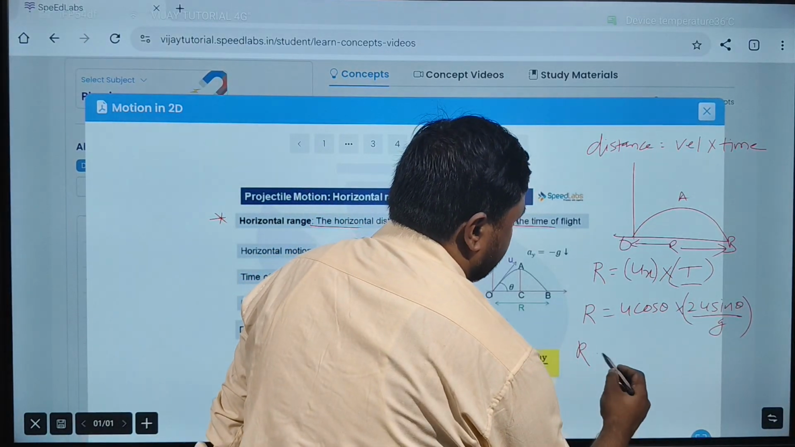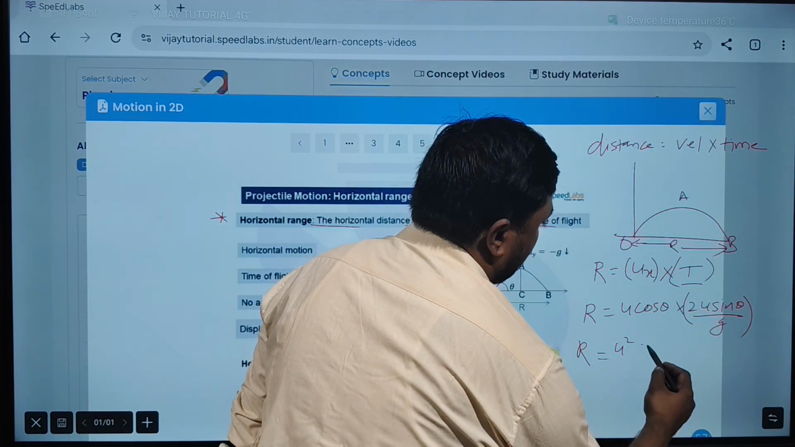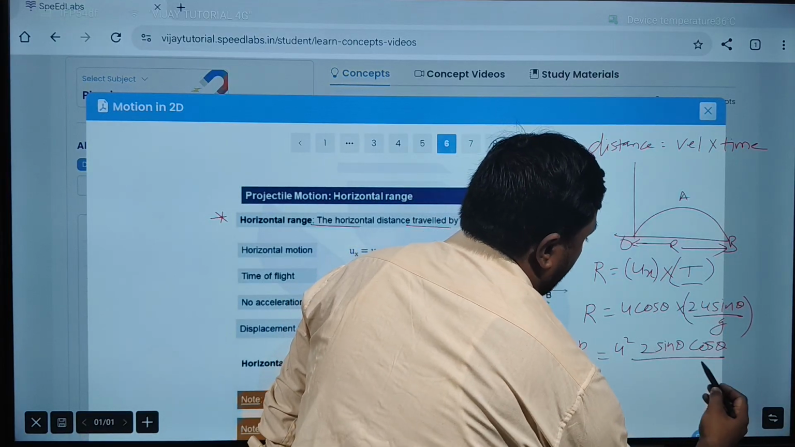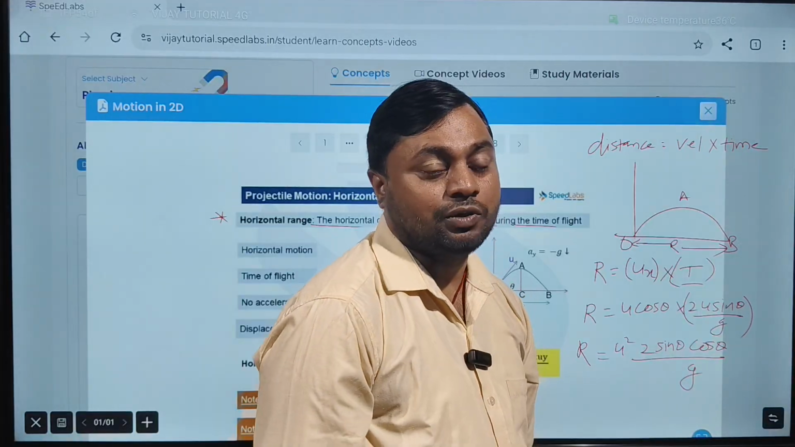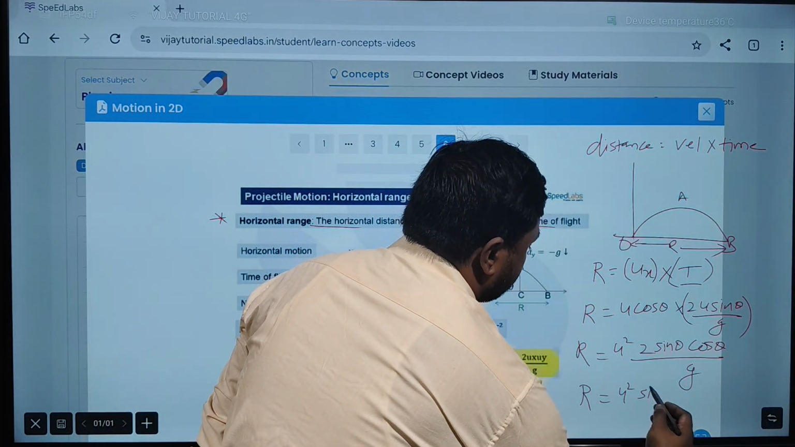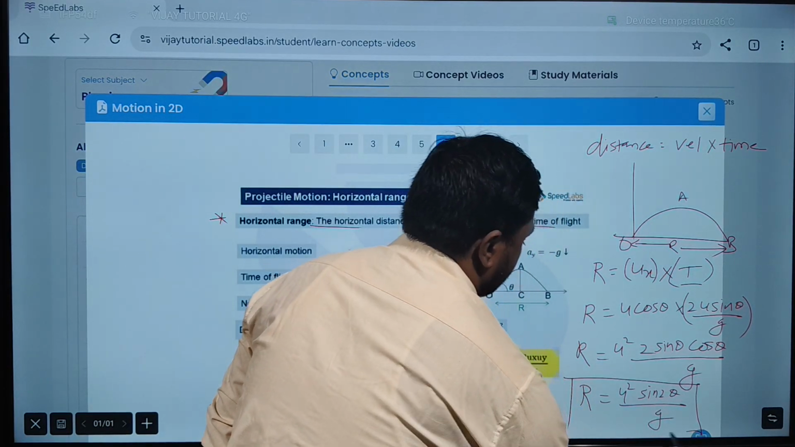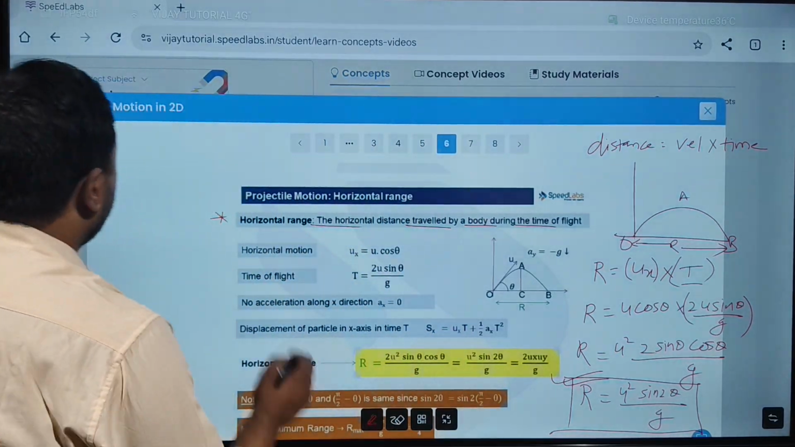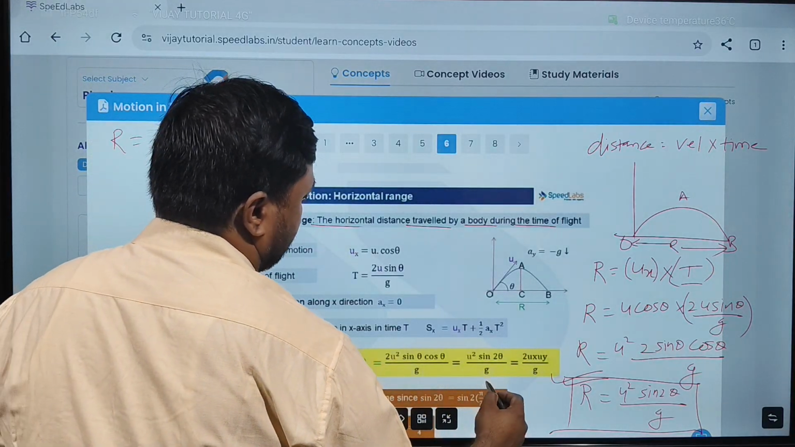So can we write R is equal to u square, 2 times sin theta into cos theta upon g. And we know in trigonometry that 2 times sin theta into cos theta is sin 2 theta. Yes or no? So R is equal to u square sin 2 theta upon g. This is the derivation for the range of the projectile motion. Is it clear? So what we got to know? R is equal to u square sin 2 theta by g.